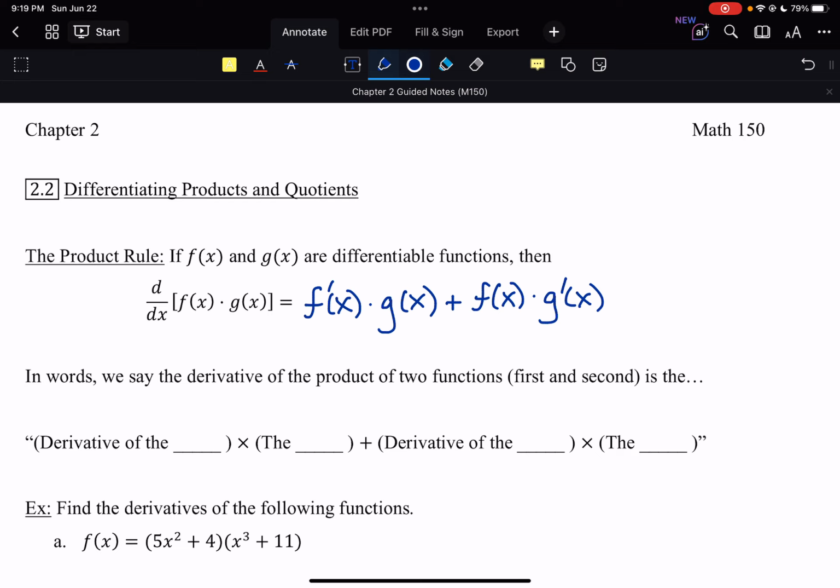In words, the way that we kind of try to roll this off the tongue as best we can, if you consider the first function f, that's the first, and the second is g, the product rule says we take the derivative of the first times the derivative of the second plus the derivative of the second times the first.